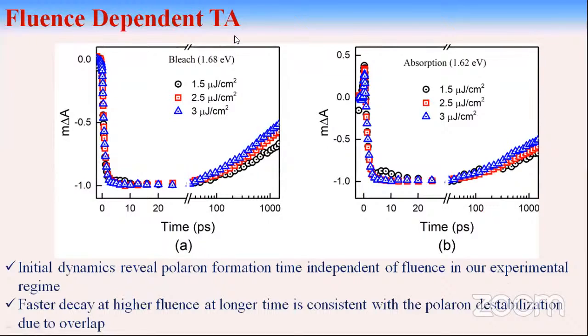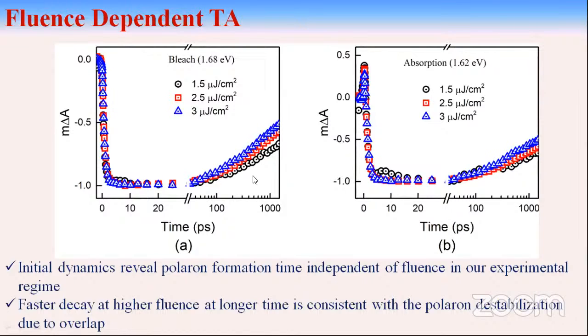Next, we have performed a fluence dependent transient absorption. What we have seen is that the initial dynamics are not changed, which means there is no change in the polaron formation time. But at a longer time scale, there is a change: with increase in fluence, the carriers decay a little faster. This faster decay at higher fluence is consistent with the overlap of the polarons. Because of the high density of carriers, the polarons will overlap, be destabilized, and result in the faster decay of the carriers.